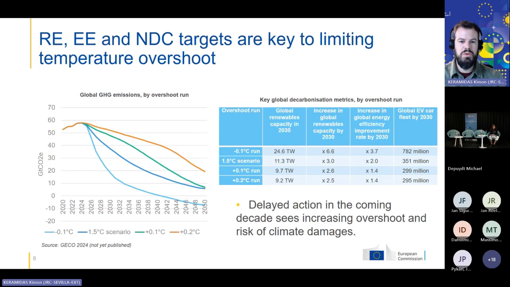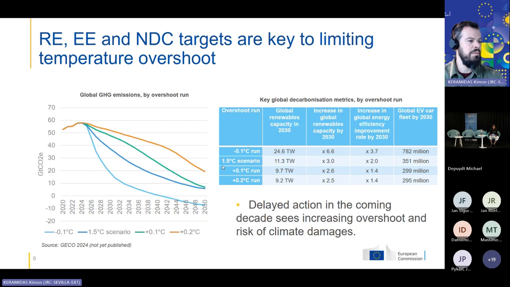So moving on to some more difficult news. Here we're going to focus on the 1.5 degree and the issue of the global temperature overshoot, the overshoot above 1.5 degrees that is likely to happen in the coming decades. So what we have done here is run a number of sensitivities around our central 1.5 degree scenario, which already exhibits ambitious emissions reductions in the coming decades.